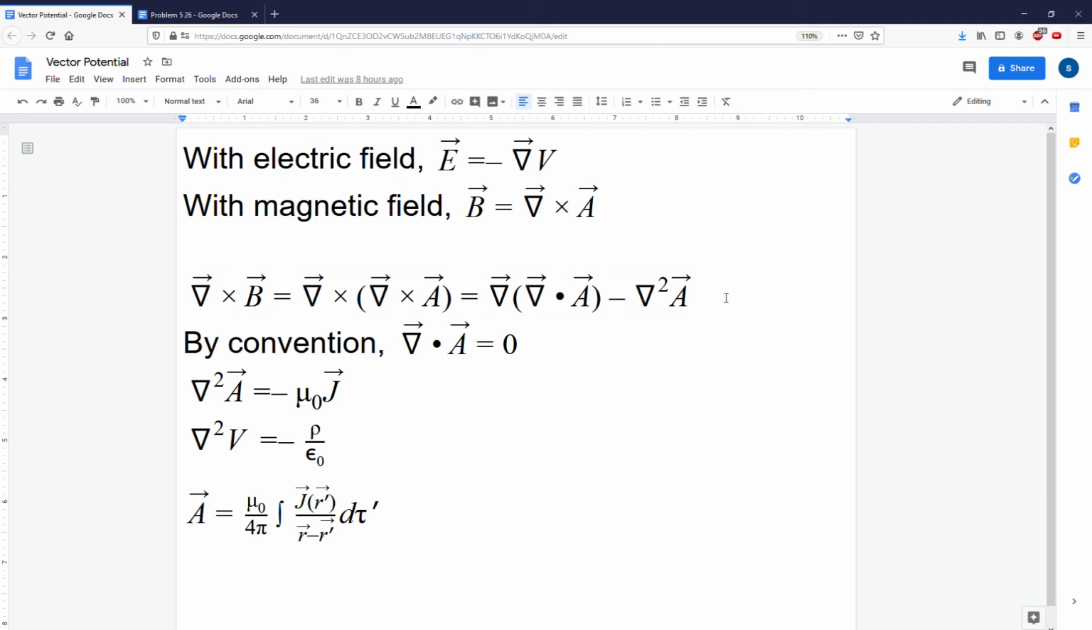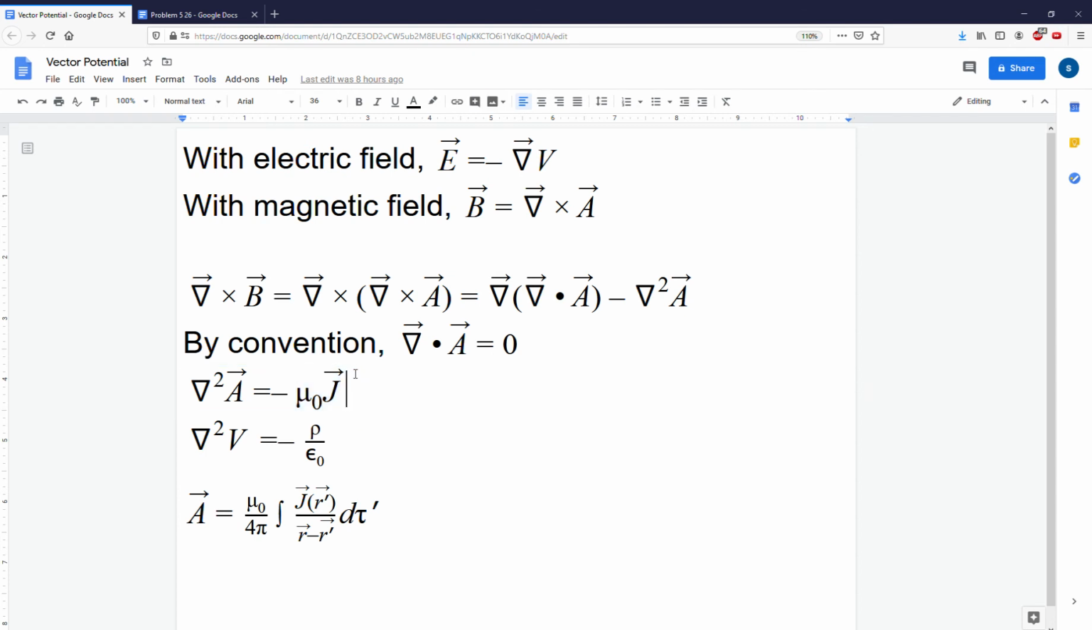And so how do we deal with the freedom that A has? We select an A that is divergenceless. Now note, we don't have to do this. We just prefer to because it does make the math so much easier. Because if we do this, the divergence of A is 0, so this whole term goes away. And so the curl of B is equal to the negative Laplacian of A. Now we've also learned that the curl of B is equal to this quantity right here, mu naught times the current density. So the Laplacian of A is equal to the negative mu naught times the current density.